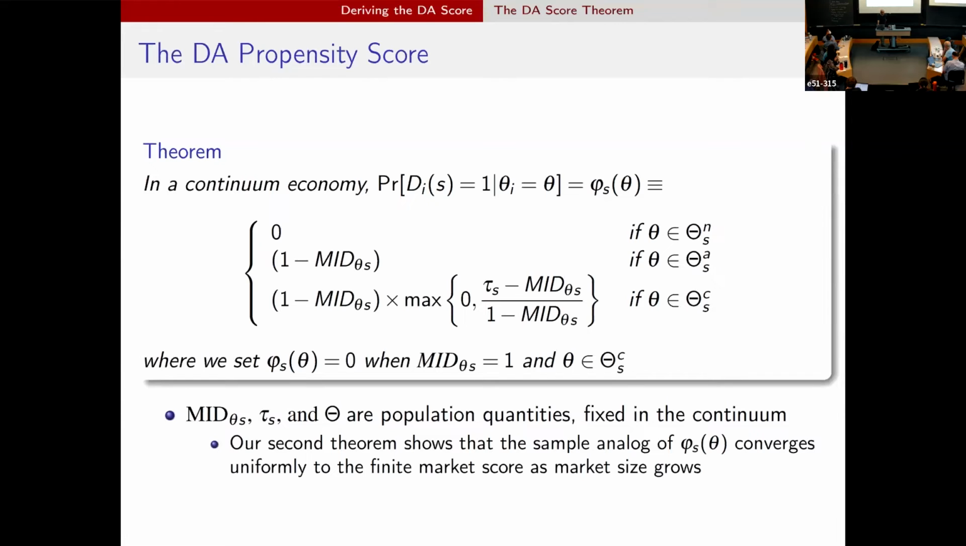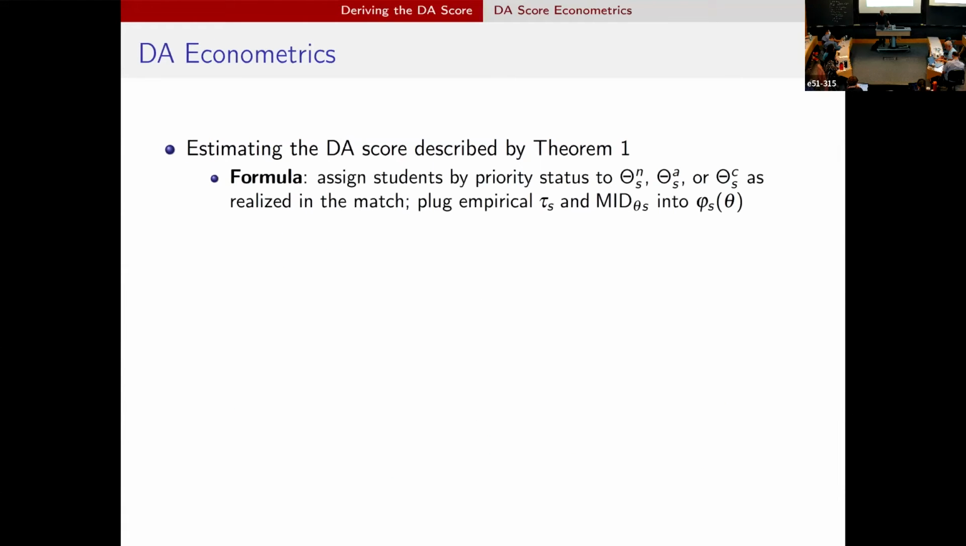Now this is a result about the continuum economy. In some of the papers we have results showing that if I compute the sample analog of this, it will converge uniformly to the finite market score as the market grows. So what's nice is I can operationalize this. I go to my data set, go to every school, compute what the cutoffs are, go to every applicant theta, compute what the mids are, and just plug away.